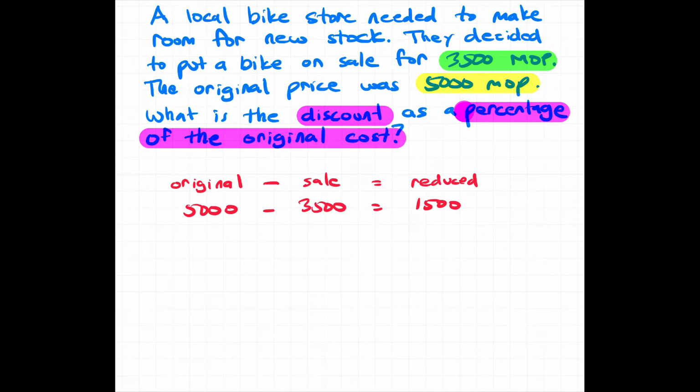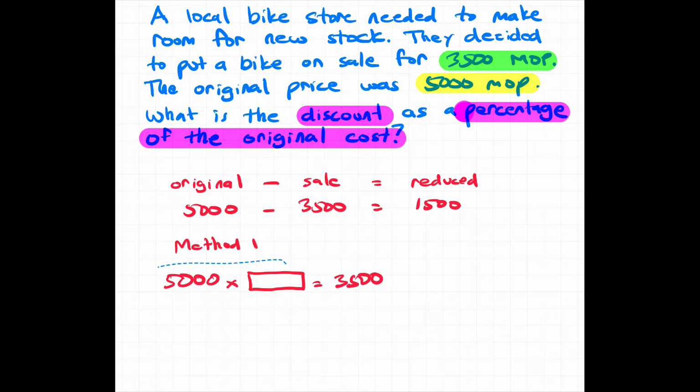Okay, so just like with the last one, we're going to sort of have two methods. So method one, I'm going to take our original price and I'm going to multiply it by some percentage to end up with our sale price. Okay, let's make this a little bit smaller.